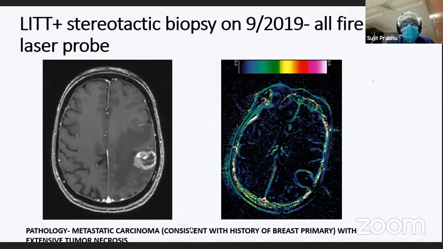In this case, the biopsy was consistent with a metastatic carcinoma. And these are the images we get intraoperatively. We get a DCE image. Most of these cases, in fact all the cases, are done in our intraoperative MRI suite. And you can see we got a good coverage of the lesion following the laser treatment. This was done after the procedure.